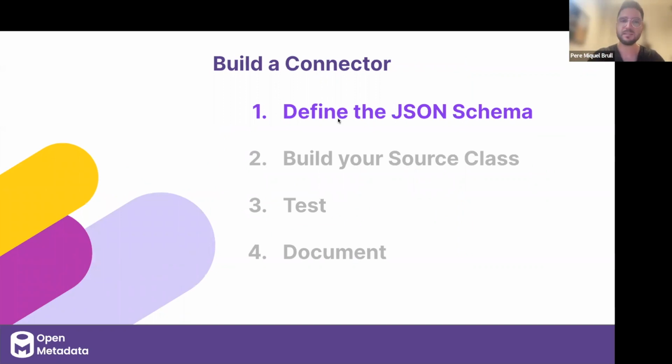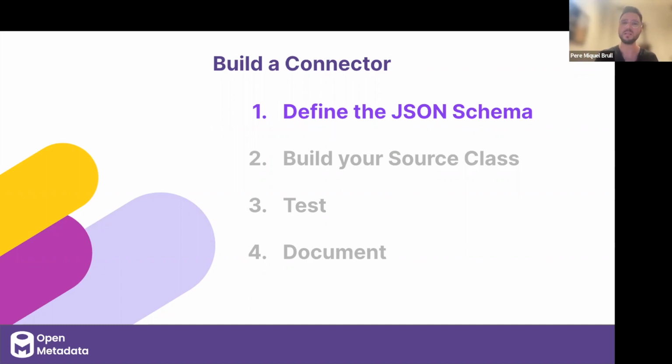Then, let's start by building a connector. Let's start playing with some code. In order to do that, the first step, where everything starts in Open Metadata, is defining the JSON schemas. So we are not only using that to create the tables or the pipelines or the dashboards, we are also using the JSON schemas to define, for example, the connection classes.